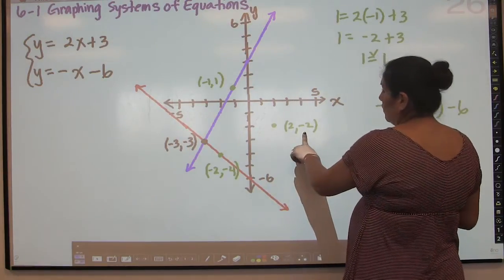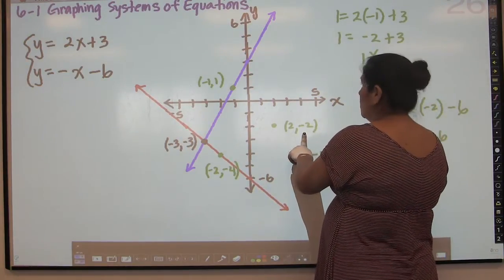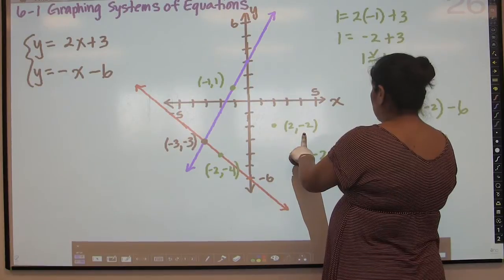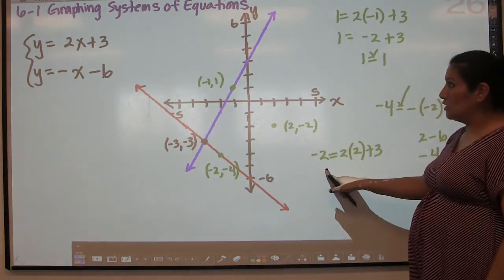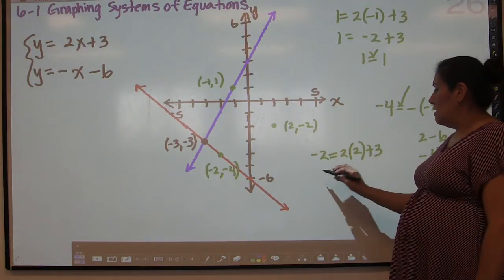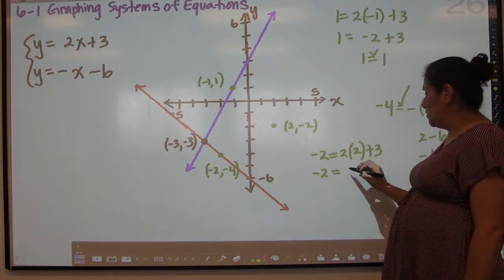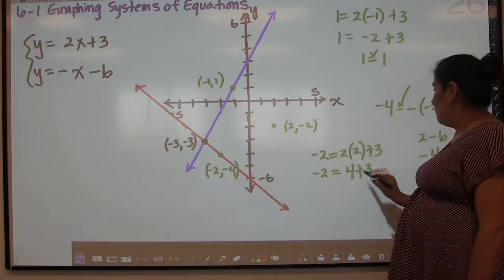So this y coordinate is negative 2 equals 2 times 2 plus 3. So I'm plugging it into y equals 2x plus 3. So negative 2 equals, 2 times 2 is 4, plus 3. And 4 plus 3 is 7.